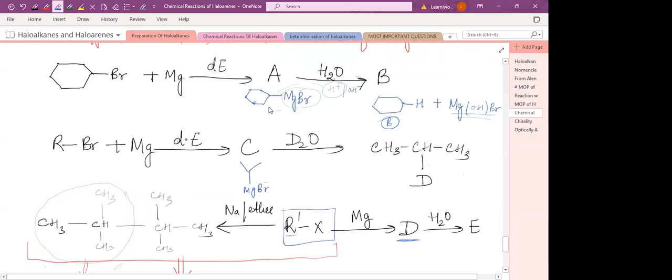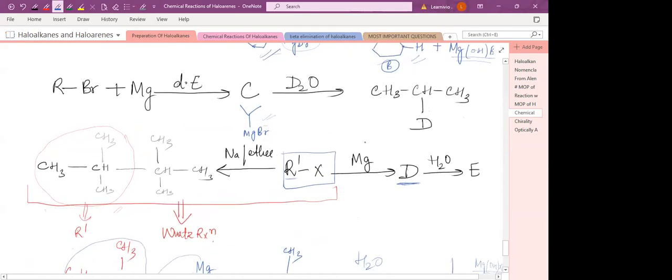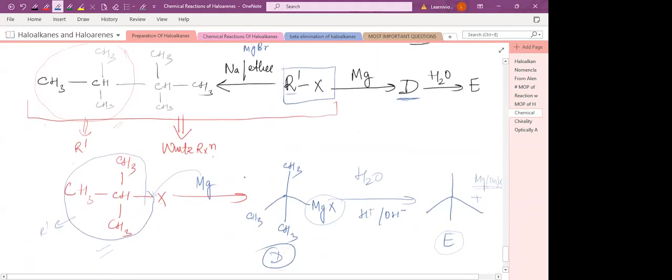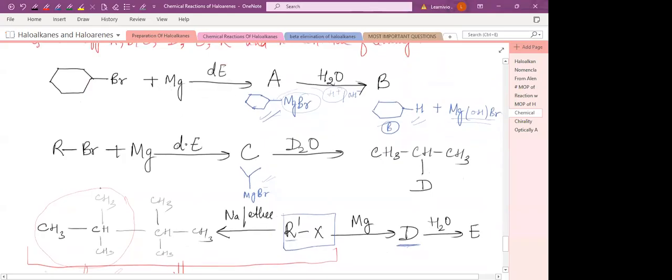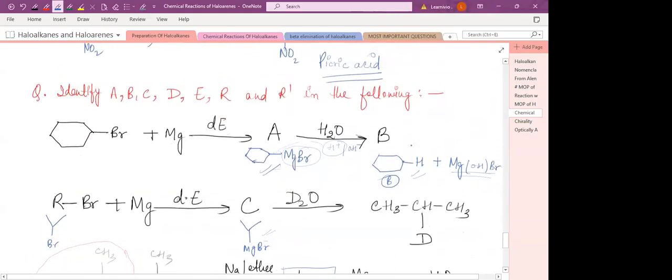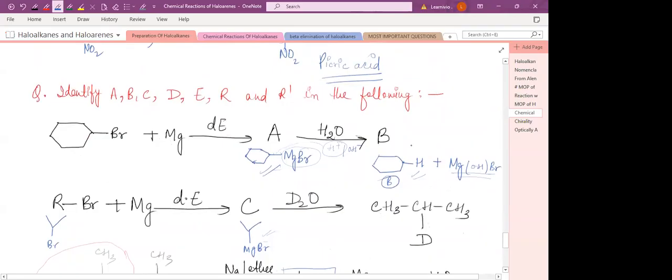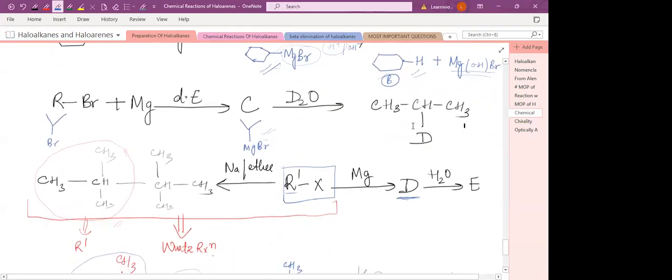So A is this molecule, B is this molecule, C is this. Now D is this, E is this, and this is your R dash. And what is R? I just erased it. R is basically this alkyl group, CH3, CH2. So what is R? R is your CH3, CH, CH. So we have identified all the unknown molecules. Is it clear? Any doubt in any step?